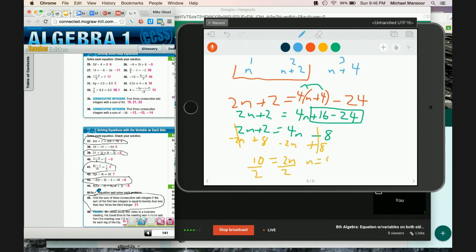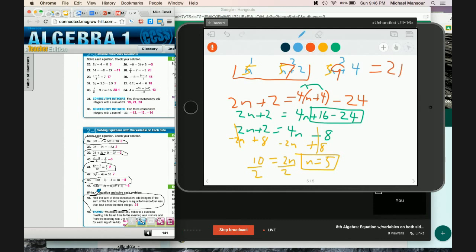n equals 5. But we're not done yet, because what it is asking us is what is the sum of 3 consecutive odd integers. So now that we have 5, we can put the 5 in here. 5 plus 2, 5 plus 4. So this is 7. So I'm going to put that over here. 7. This is 9. And this is 5. 9 plus 7 is 16 plus 5 equals 21, which is the answer that we are supposed to get.